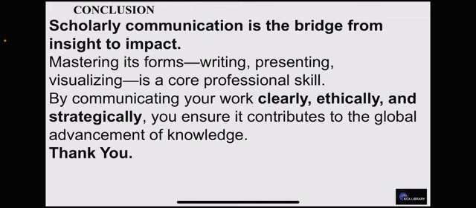So in conclusion, scholarly communication can be said to be the bridge from insight to impact. Mastering its forms, from writing to presenting and visualizing, is a core professional skill, and by communicating your work clearly, ethically, and strategically, one can ensure it contributes to the global advancement of knowledge.